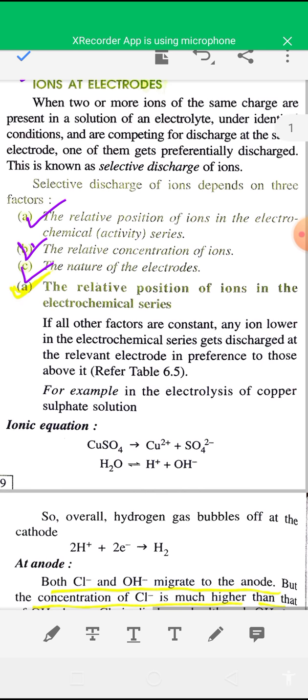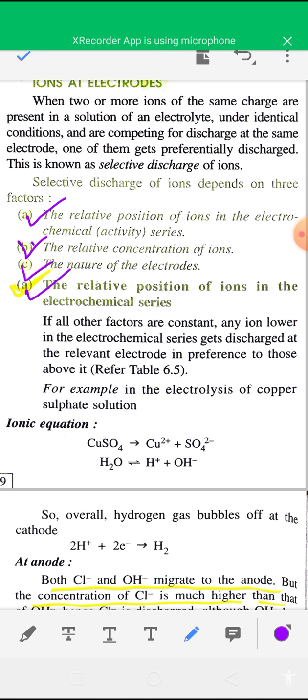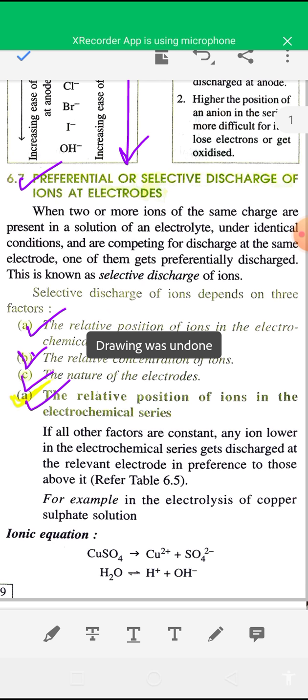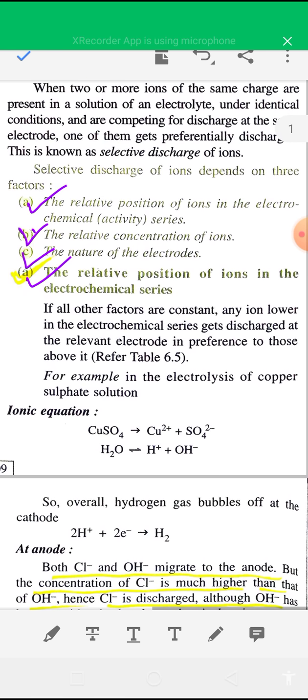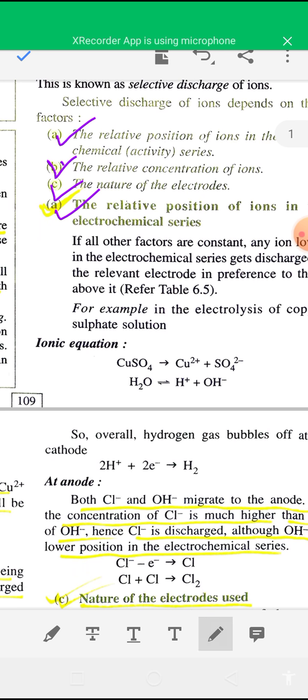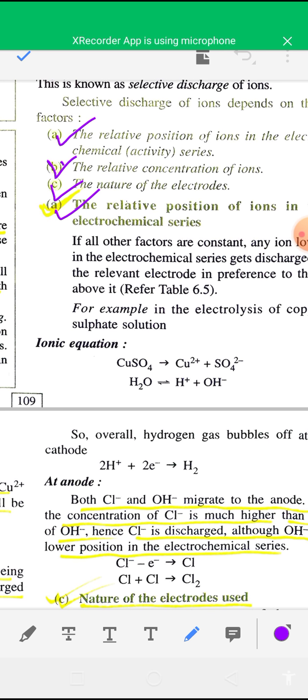So the first factor: the relative position of ions in the electrochemical series. So how does the selective discharge of ions at the electrode depend on the relative position of the ion in the electrochemical series? Let us explain with the help of copper sulfate solution. In an aqueous solution, copper sulfate dissociates into Cu 2 plus and sulfate 2 minus ions, and water ionizes into H plus and OH minus ions.